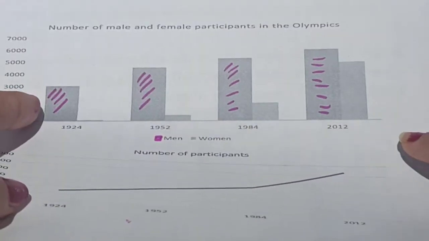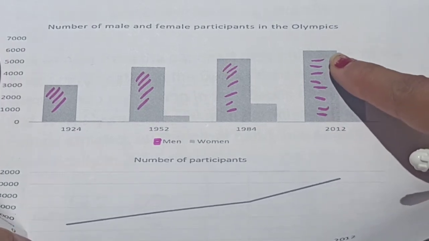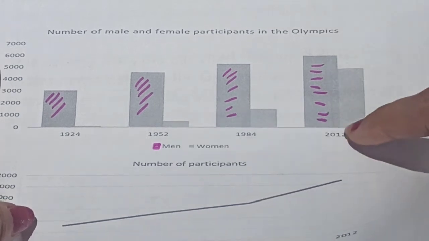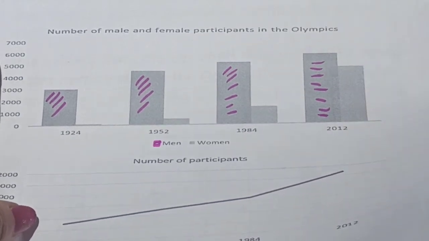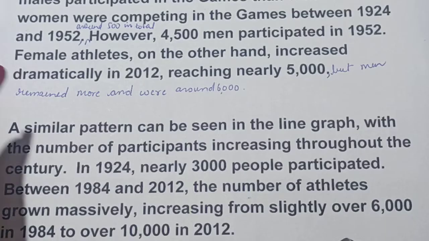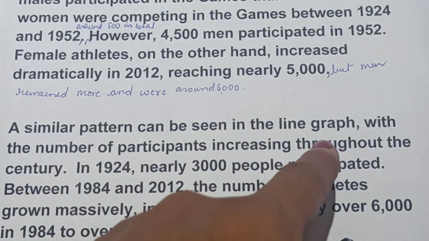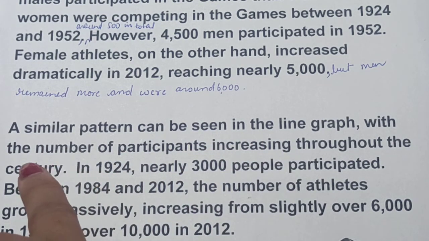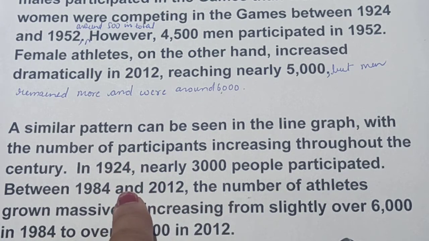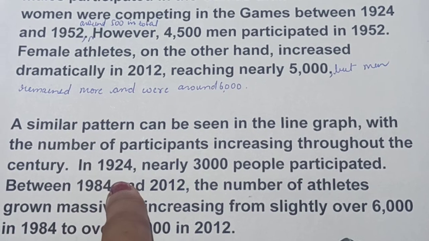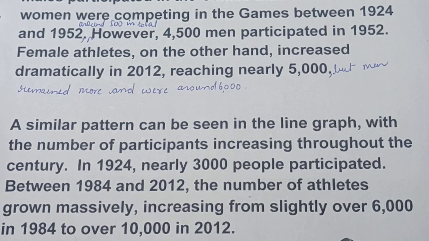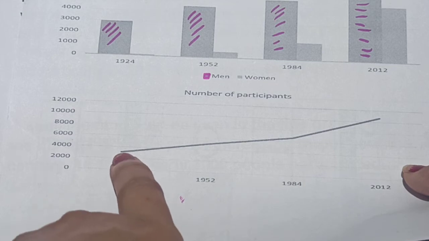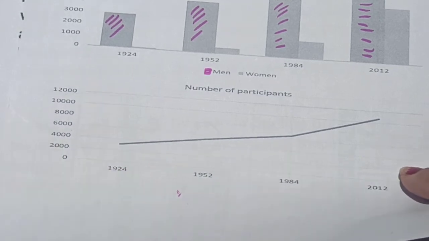So we can see in the bar graph that the male participants were around 6000 and the female were around 5000. A similar pattern can be seen in the line graph, where the number of participants increased throughout the century. So throughout the time, the number of participants increases. In 1924, nearly 3000 people participated. So if we talk about this line graph, around 3000 people participated in 1924.